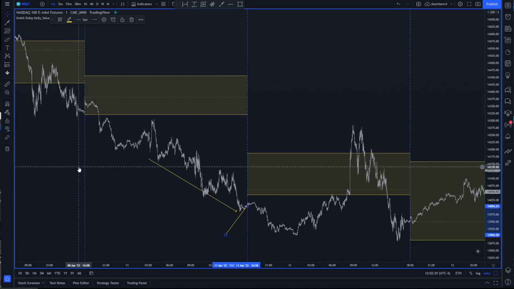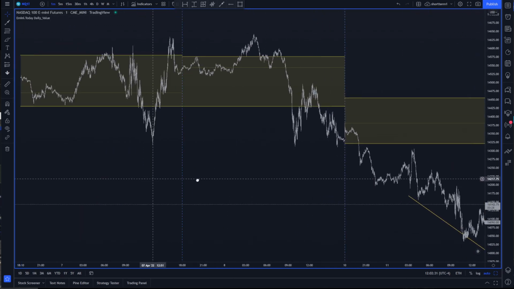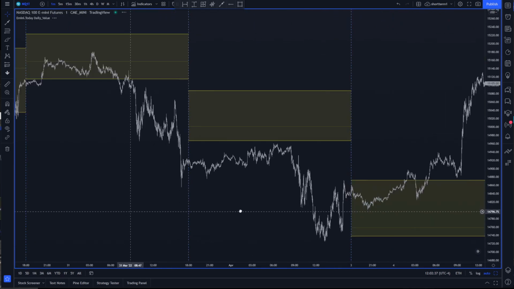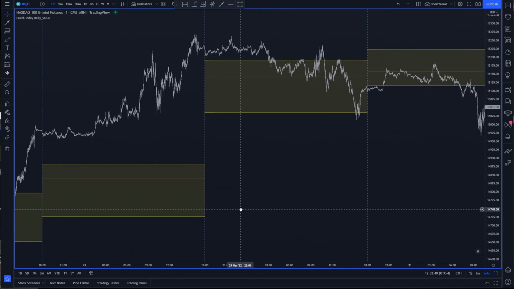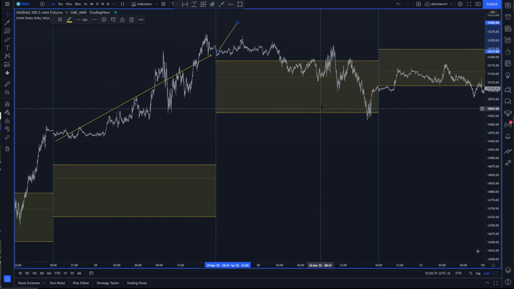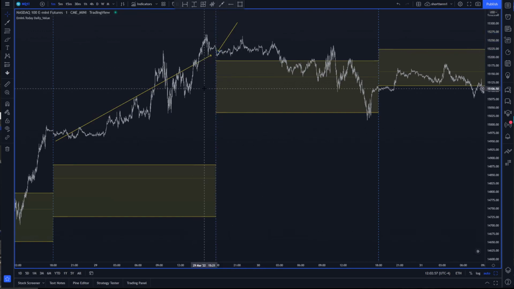If the market closes... let's find an example, the opposite example. Oh yeah, this is the one. All right, so this is the opposite example. The market went up and closed above the value area, above the value area high. So in this case, I want to look for longs. And this is a simple, really simple approach to value area.